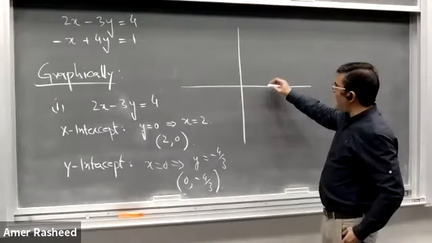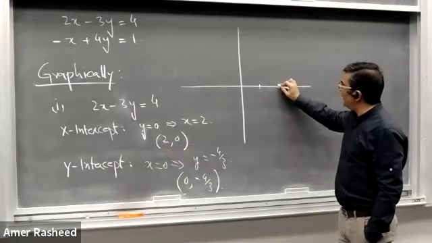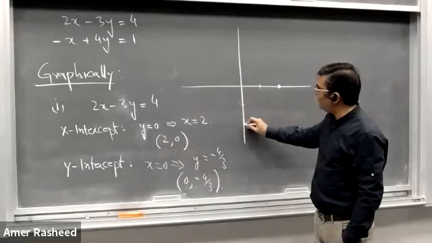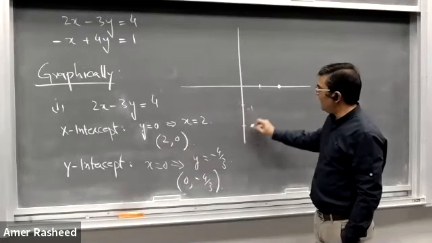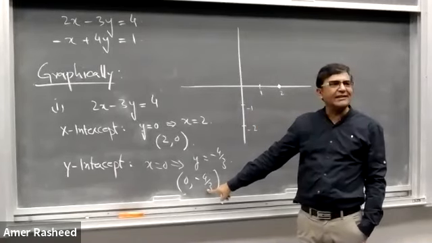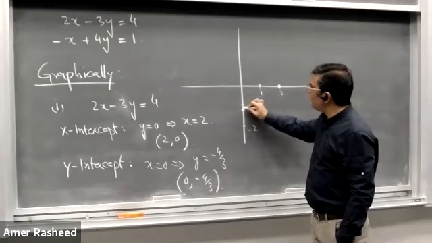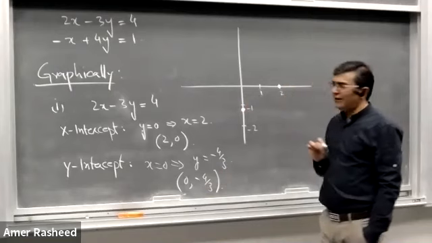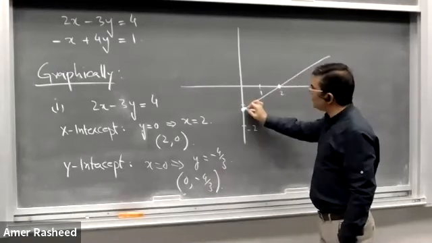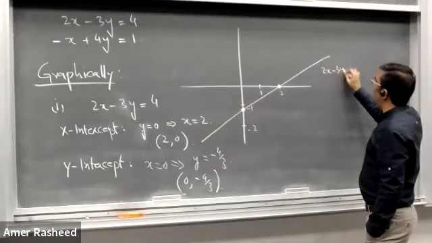Now, if we try to plot it here, 1, 2. So this is our first point, 2 is here. And the second point is 0, minus 4 by 3. If we take 1 here and 2 here, negative 1 and negative 2. And the second point is around negative 1.33, so negative 1.33 might be somewhere here. So now we have 2 points on an XY plane, and we can draw a straight line by joining these 2 points. So this is the graph of 2x minus 3y is equal to 4.